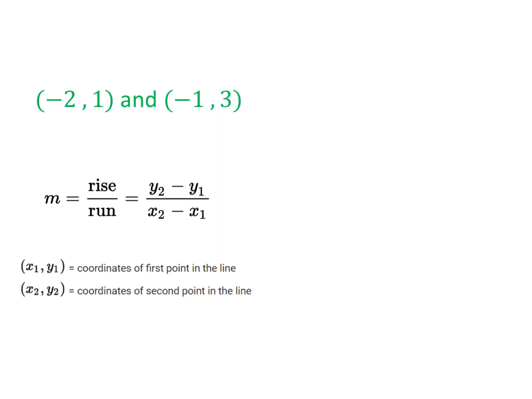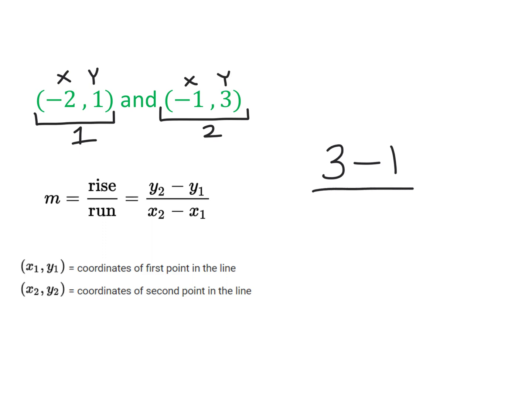Here's a little secret. It does not matter which ordered pair is considered the first ordered pair and which one is the second ordered pair. I'm going to go ahead and just say that this is the first one and this is the second one. And I want you to remember that this is the x and this is the y, this is the x and this is the y. So to follow the formula, I'm going to take the y from the second group, which is that 3, and I'm going to subtract the y from the first group, which is the 1. And then I'm going to put a fraction line, and I'm going to start with the x from the second group, which is that -1, and the x from the first group, which is the -2.